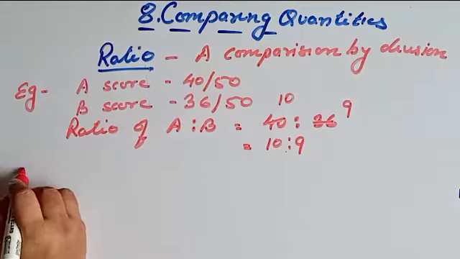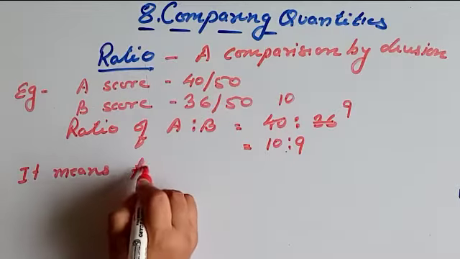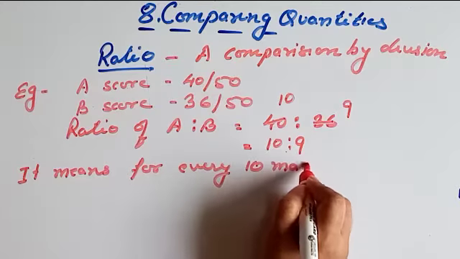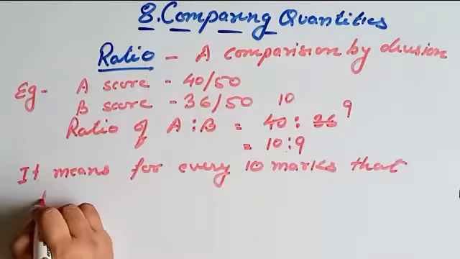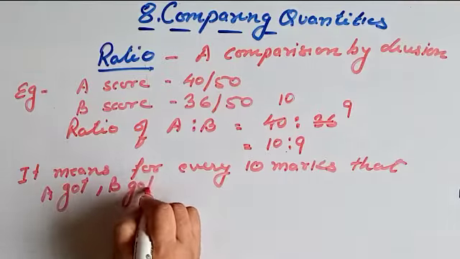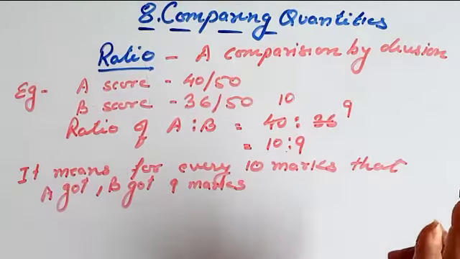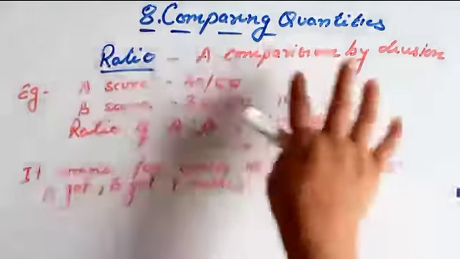That means for every 10 marks that A got, B got 9 marks. For every 10 marks that A got, B got 9 marks. This is the way to represent a ratio.